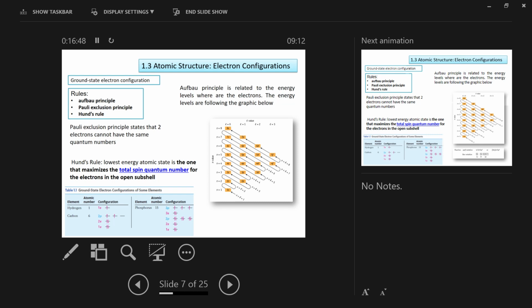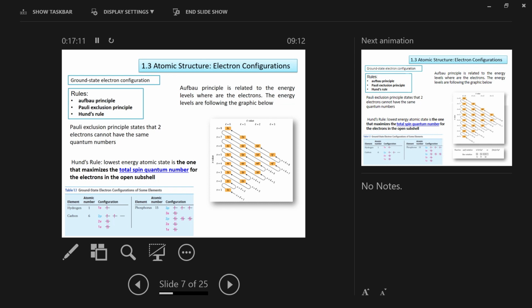Then we have the Pauli exclusion principle. The Pauli exclusion principle states that 2 electrons cannot have the same quantum number. That means when we put the electrons, you can see the graphic down here, okay? We cannot put 2 electrons that are exactly the same.